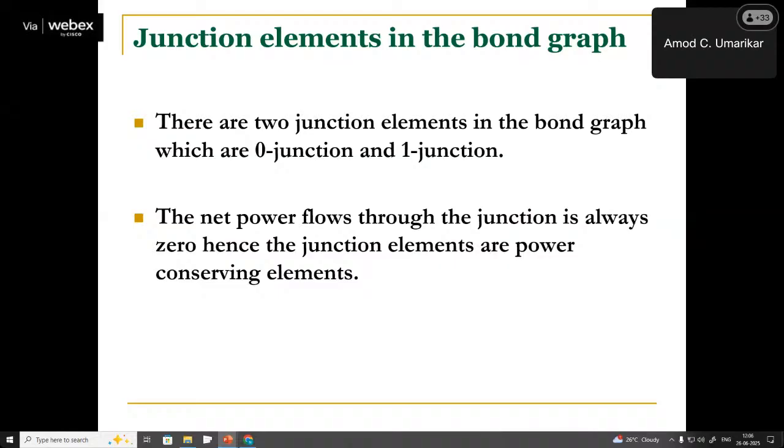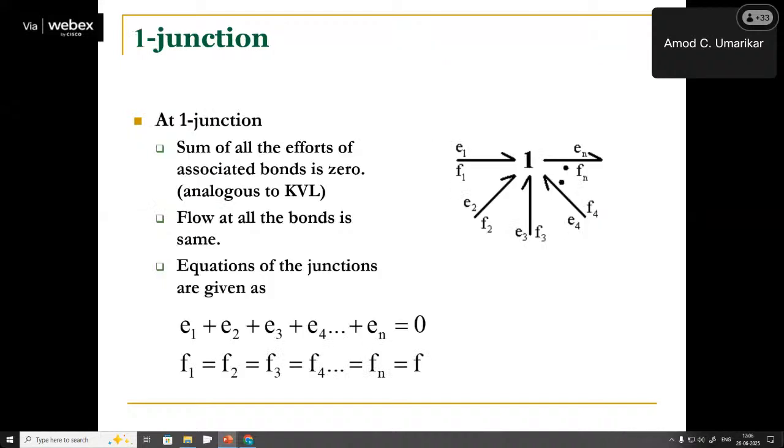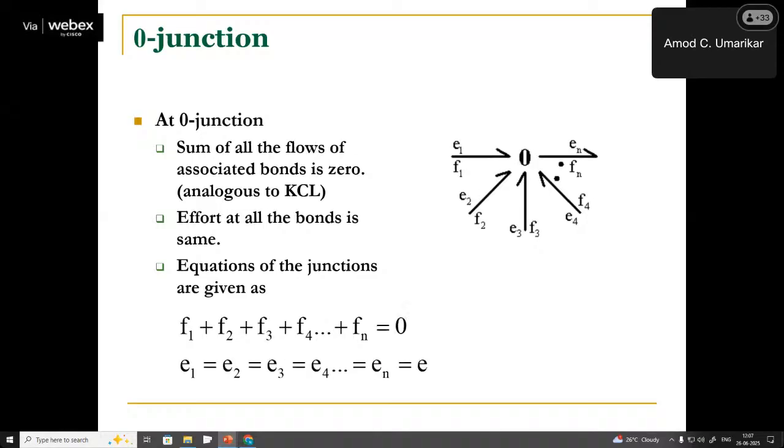So we know that we have already seen two junction elements, 0 and 1, and the net power flow through a junction is always 0, because the junction element is a power-conserving element. If you see the general thing here, at the 1 junction the sum of efforts of associated bonds is 0, and the flow at all junction bonds is the same. These are the equations of the junction.